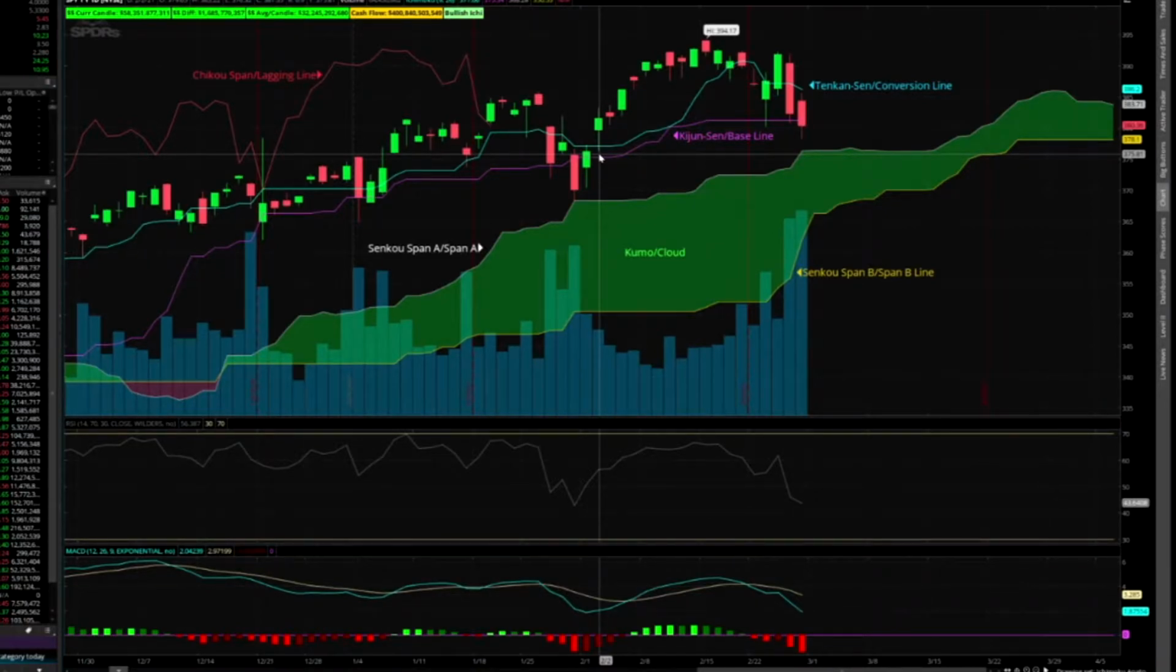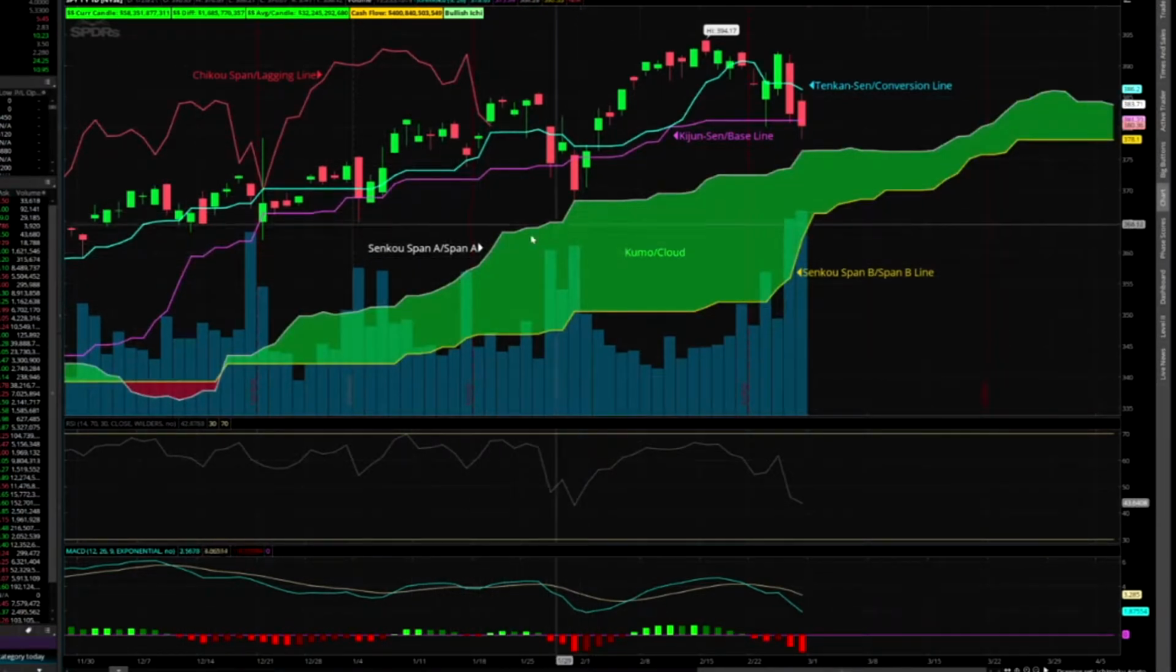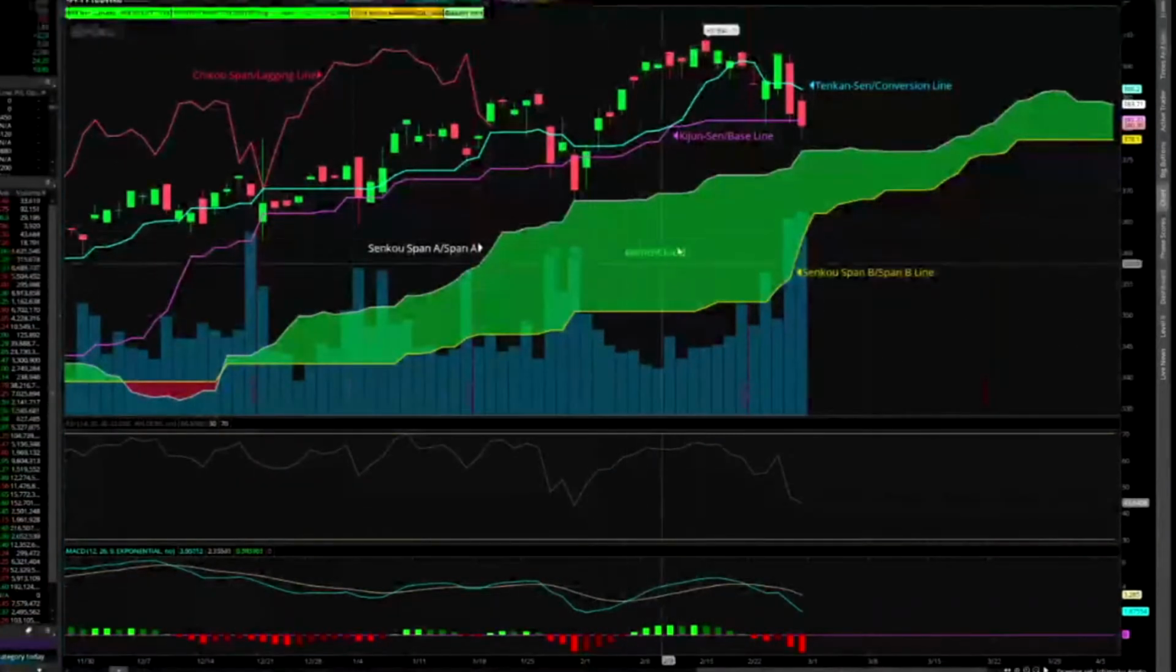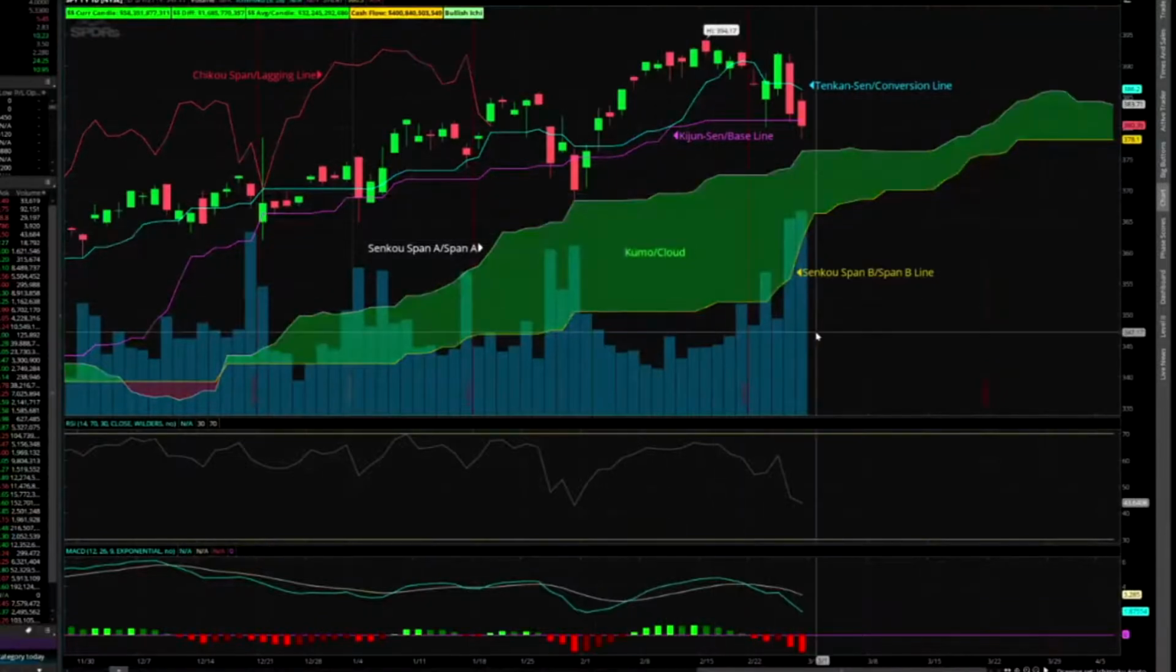So the indicator is made up of 5 different lines on the chart. We've got the Tenkan-sen conversion line, blue line right here, and then we've got the Kijun-sen baseline, this purple line right here, and then we've got the Senkou Span A, we're just going to call this the span A. The span A line over here makes up the top section of the cloud, and then the Senkou Span B line makes up the bottom section of the cloud. Now we've got the cloud itself, but this is just a formation of these two lines. And then the last line we've got is the Chikou Span lagging line.